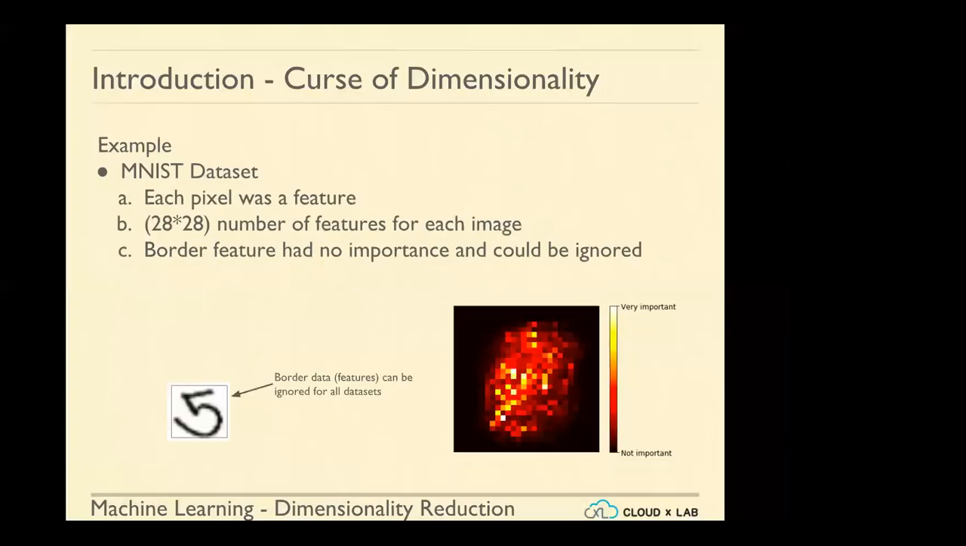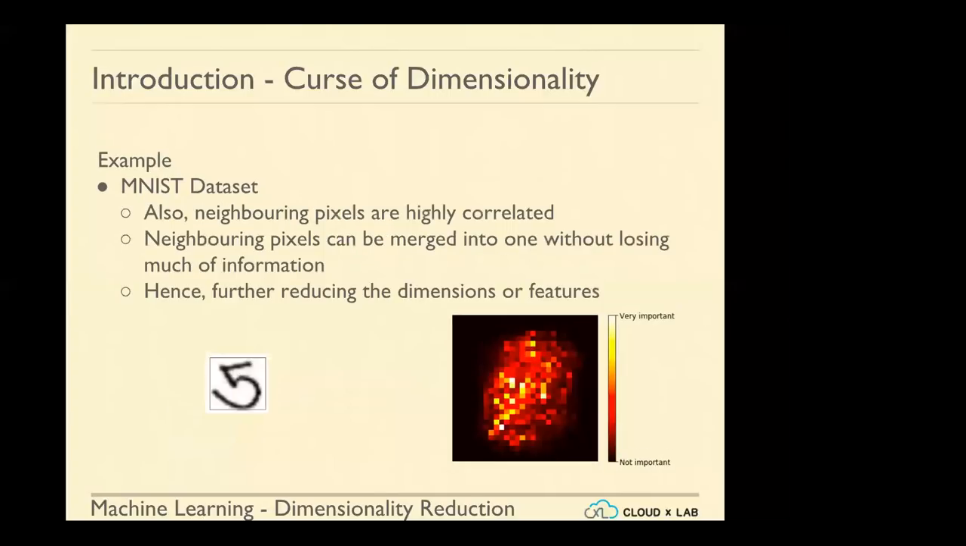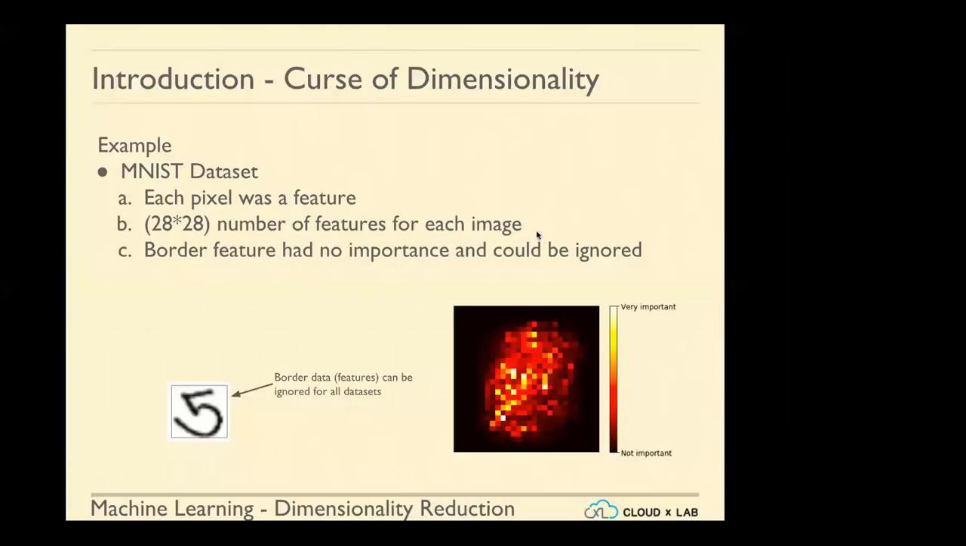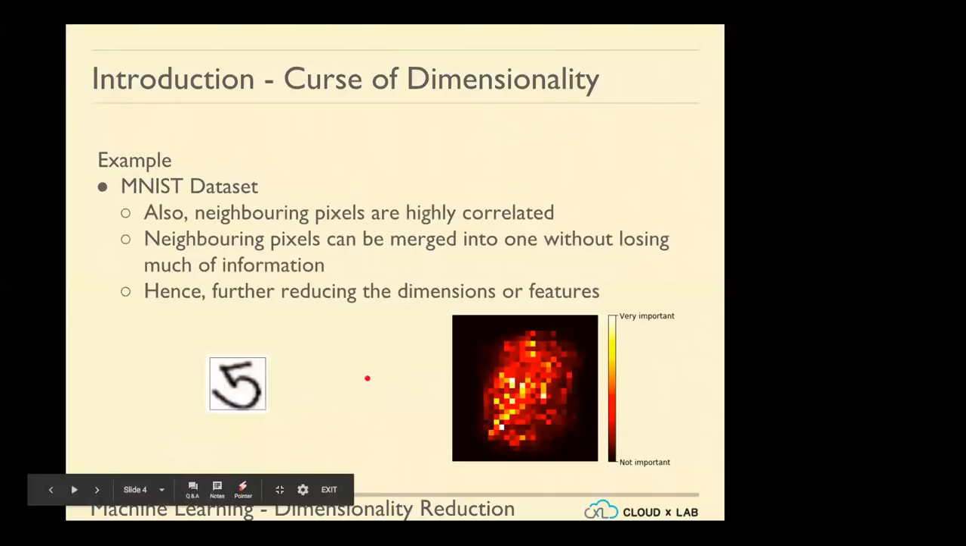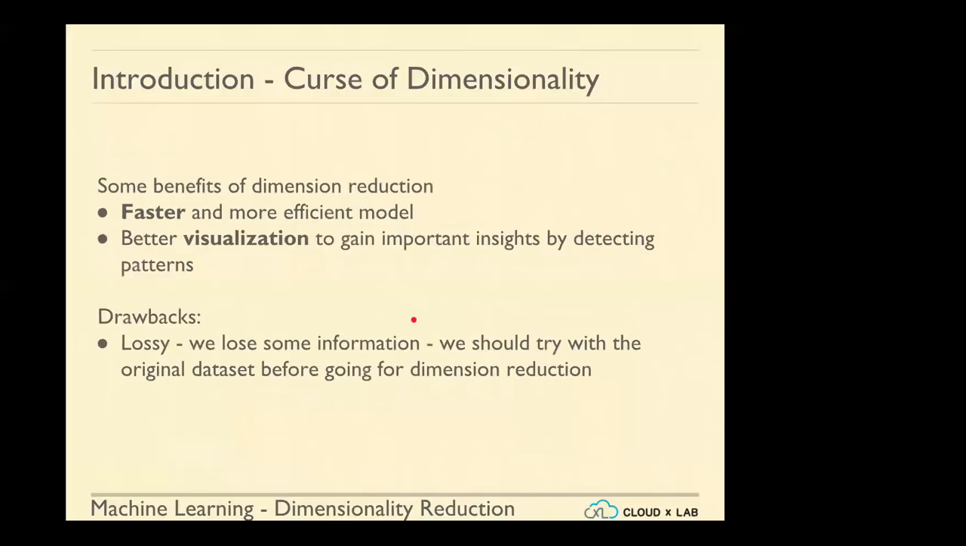If the same thing were 1,000 by 1,000 dimensions, it would have 1,000,000 pixels, and 1,000,000 pixels is just too much. In these cases, dimensionality reduction plays a very important role. So we could not only remove the pixels which are not in use, but also merge multiple pixels together, hence further reducing the dimensions or features. Some benefits of dimensional reduction are a faster and more efficient model, and better visualization to gain important insights by detecting patterns.